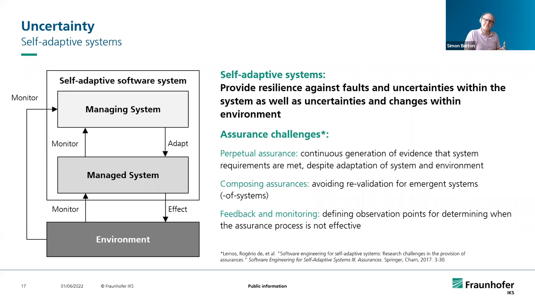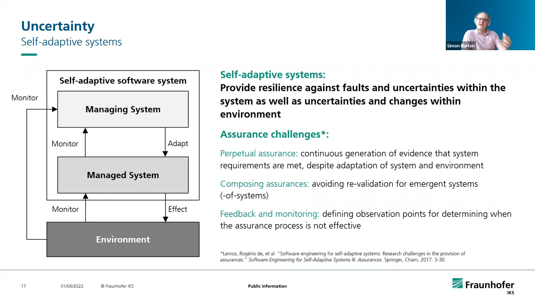There's also the question of how do we actually define these observation points? How do we understand, how do we monitor, how do we detect when this system is somehow operating outside of its limits and not operating correctly as well? Because if we could solve that problem, maybe we could design a better system in the first place.